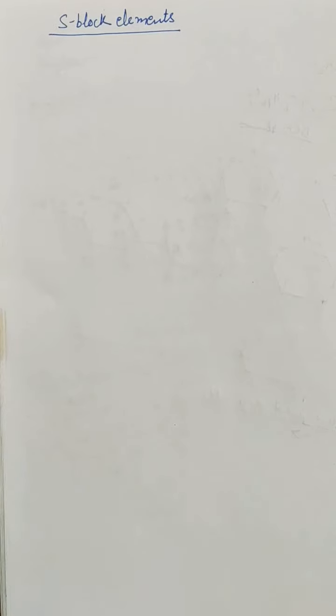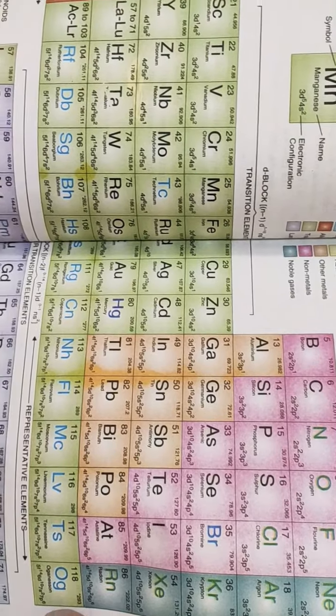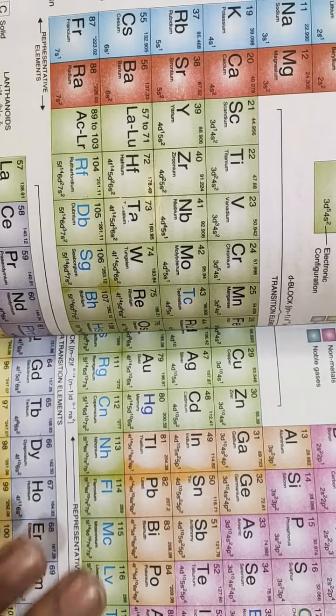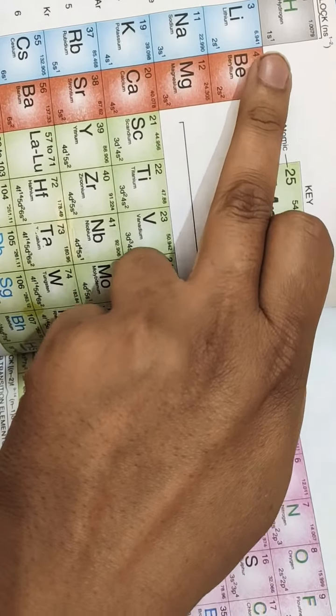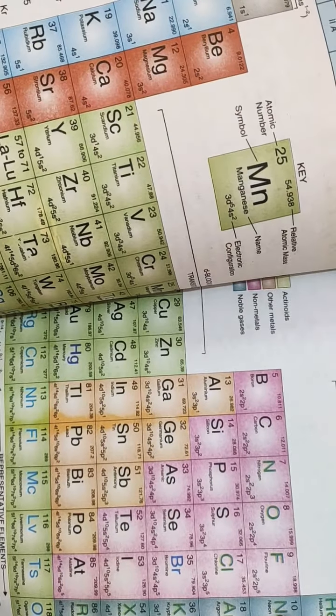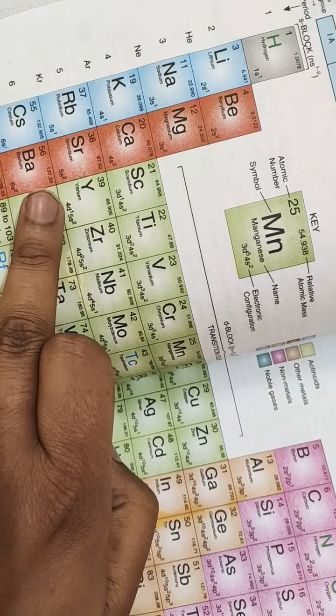So, S block elements. As you have seen the periodic table so many times, the periodic table consists of different blocks. These are given in all the books; this book also contains the periodic table. So this is the periodic table, and it has a number of elements. There are different elements starting from the right, from hydrogen, opposite to that here is helium, and there are many other elements.